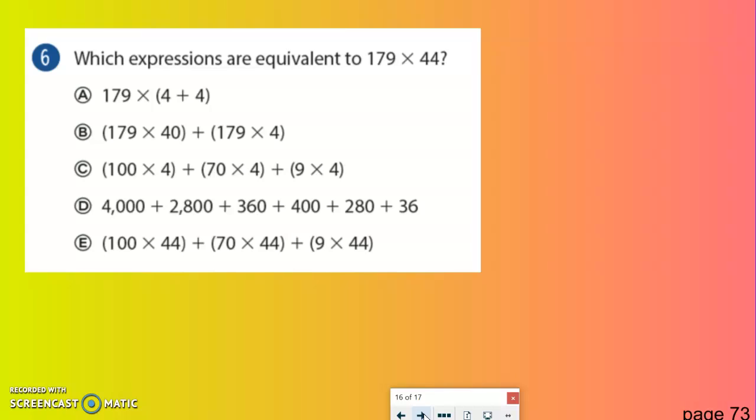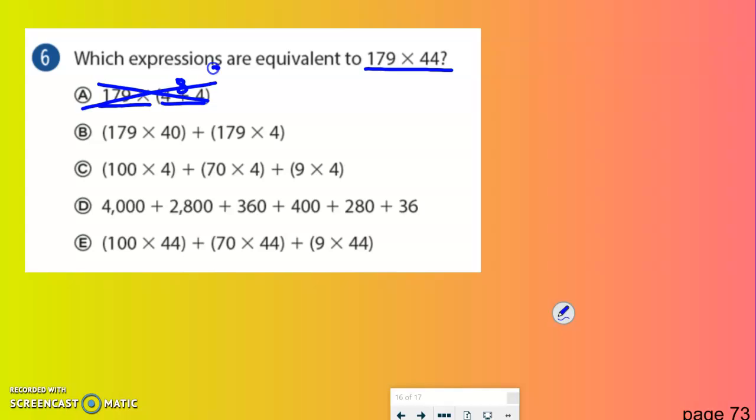Now, number 6 says, which expressions? Be careful when you read these things. Expressions means there's more than one. Which expressions are equivalent to 179 times 44? Okay, so what we have to look at is, that's 179 times, just like this is, but this says 44 and this says 4 plus 4. Well, I know 4 plus 4 is 8. So 179 times 8 is not the same thing as 179 times 44. So we're going to put an X through that one.